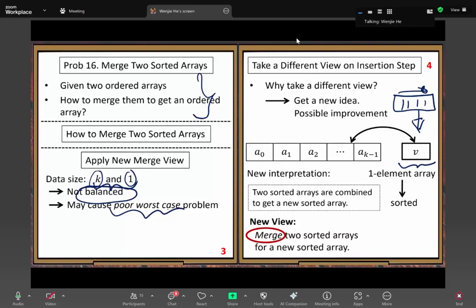The insertion sort's worst case is very poor. How poor is it? Big theta of n squared. That is the meaning of the poor worst case. In our new sort, we want to avoid this poor worst case. That is another technical problem we want to solve.